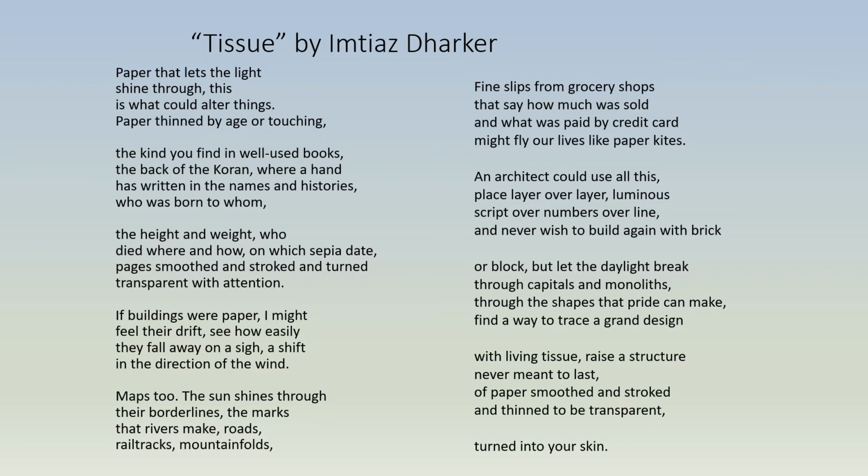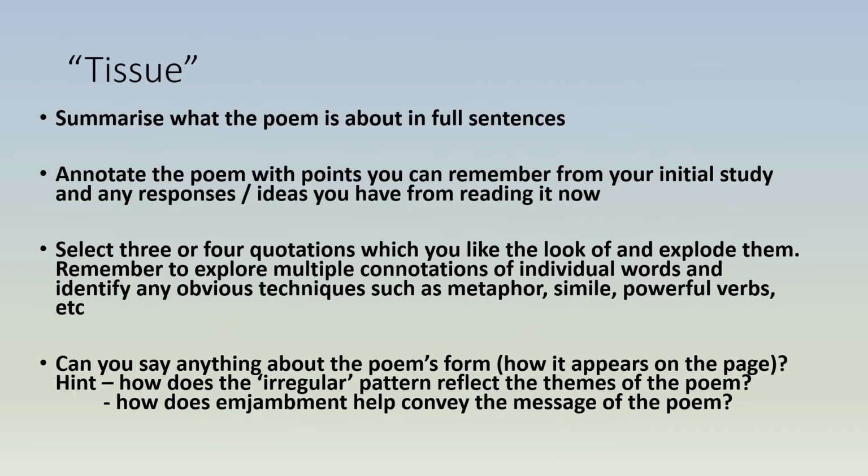So that's our line-by-line analysis, and just remember that this poem does resist a straightforward interpretation. Okay, so you should now be able to summarise what the poem is about in full sentences. You should be able to annotate the poem with the points that we've discussed and any of your own personal responses and ideas. And you need to be selecting 3 or 4 quotations which you most like the look of and exploding them, remembering to explore lots of connotations of all of those words within each quotation, identifying any obvious techniques and the impact that is designed to have on us as the reader, and then putting those onto revision cards and starting to learn them to practice your memory recall and get you exam ready.